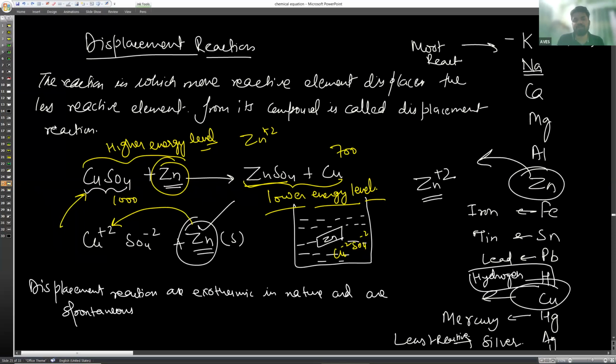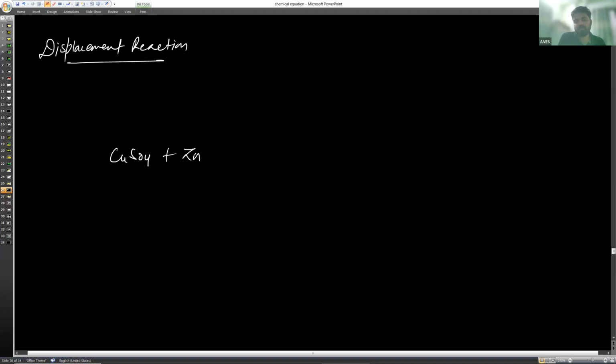So here is the question: the reaction in which a more reactive element displaces a less reactive element. Like for example, what is a displacement reaction? You take a simple copper sulfate solution, okay? And you add zinc to it. Zinc is more reactive, so it will displace the copper from its compound and will form zinc sulfate, and the copper will be released.